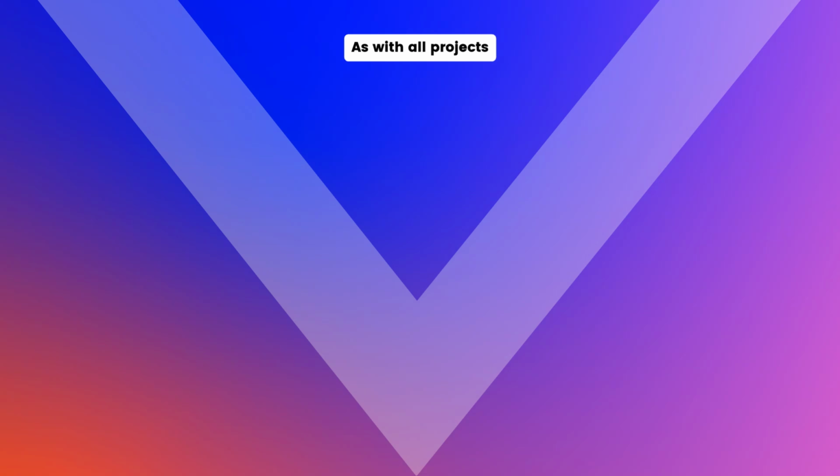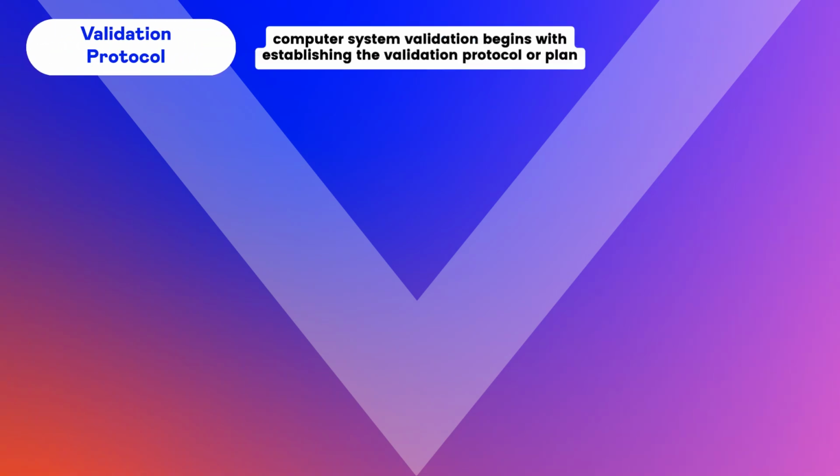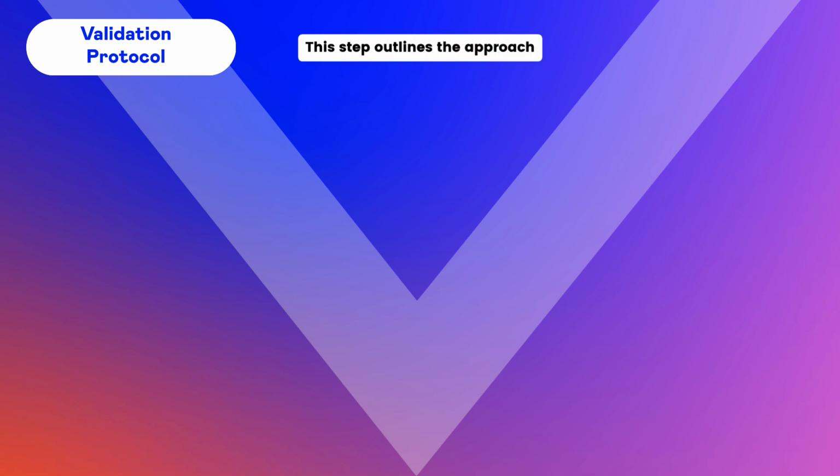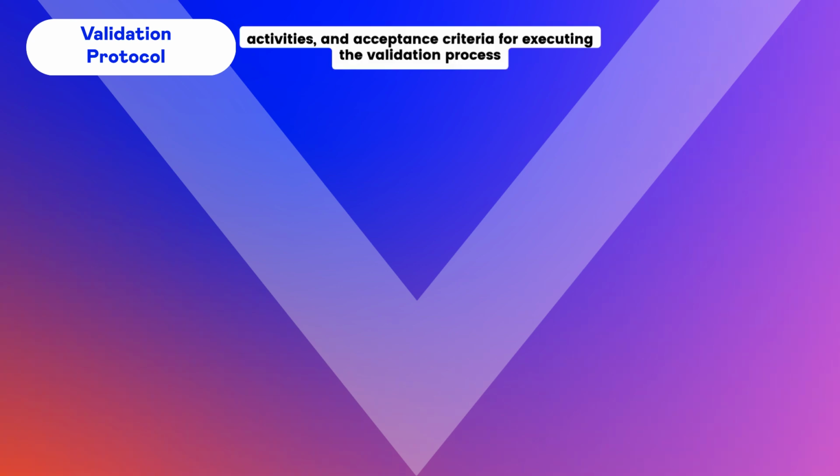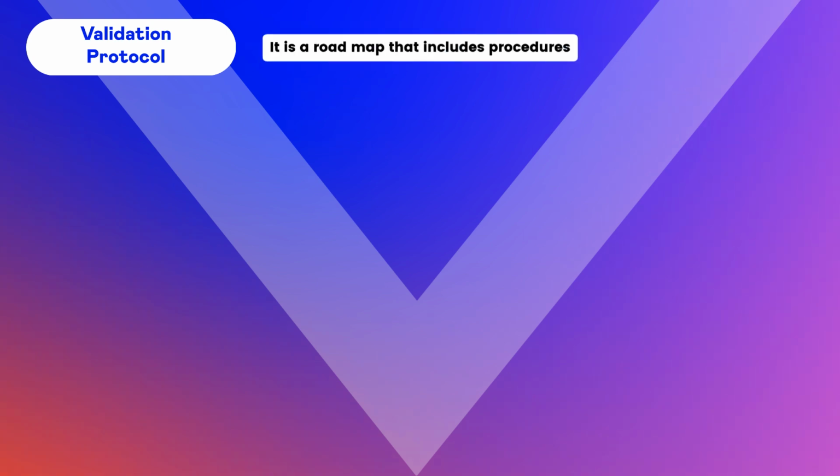As with all projects, computer system validation begins with establishing the validation protocol or plan. This step outlines the approach, activities, and acceptance criteria for executing the validation process. It is a roadmap that includes procedures, timelines, responsibilities, and required resources.